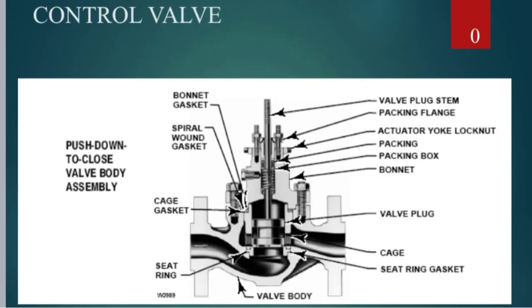In this image, we are seeing a push down to close valve body assembly. Its parts are bonnet gasket, spiral wound gasket, cage gasket, seat ring, valve body, seat ring gasket, cage, valve plug, bonnet, packing box, packing, actuator yoke lock nut, packing flange, valve plug stem.